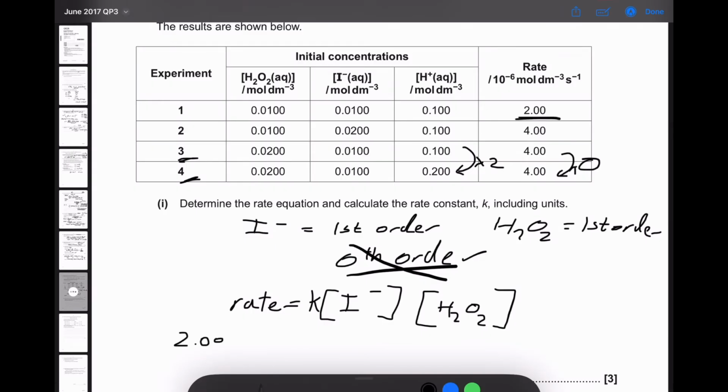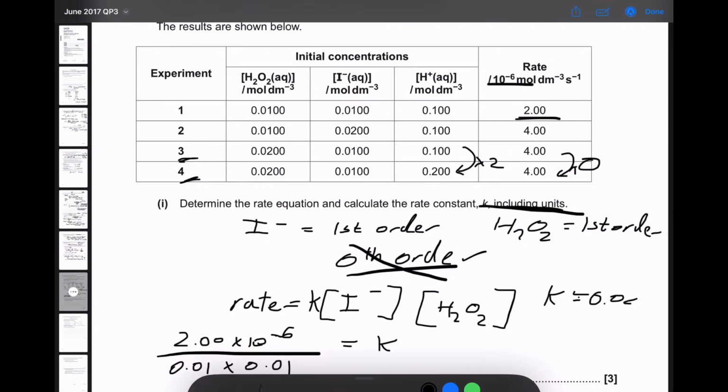So 2.00, watch out for your units up here. So 2.00 times 10 to the minus 6 over our concentration of iodine at that point, which is 0.01, multiplied by our concentration of hydrogen peroxide at that point, which is 0.01, and that's going to give us our rate constant. So 2.00 times 10 to the minus 6 over 0.01 times 0.01 gives us 0.02. So K is equal to 0.02. But don't forget, question asks for units.